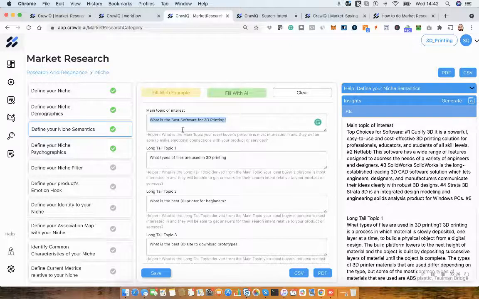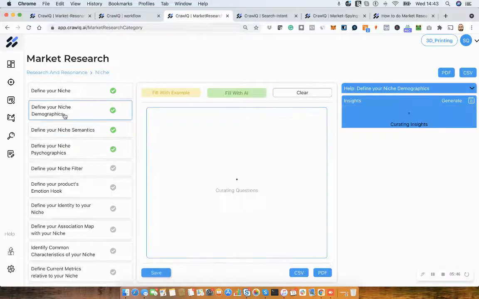So here, what is the best software for 3D printing, and the next one, what types of files are used in 3D printing. You say fill with AI, you save this, and again you generate insights, and these insights you must generate after saving this. So then this becomes super specific to your project, and once you start going into deeper and more detail, you can go back here and refine the approach again.